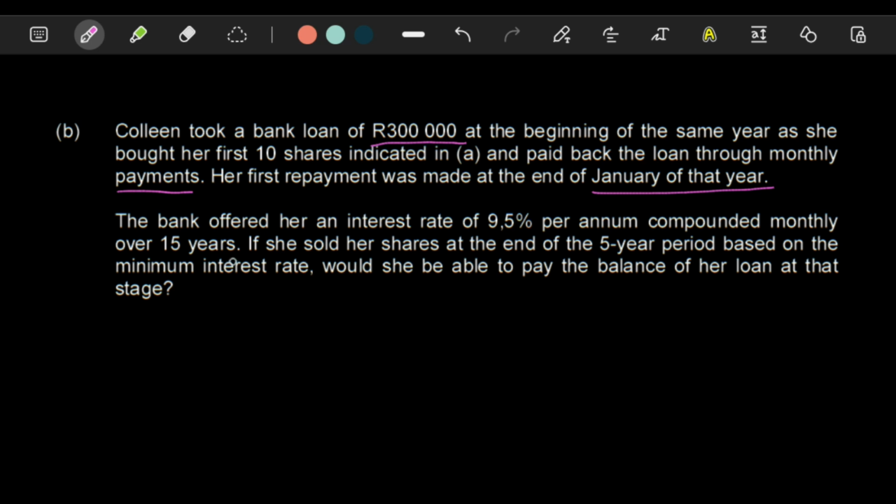Then it says the bank offered her an interest rate of 9% per annum compounded monthly over 15 years. If she sold her shares at the end of the 5-year period based on the minimum interest rate, would she be able to pay the balance of her loan at that stage?